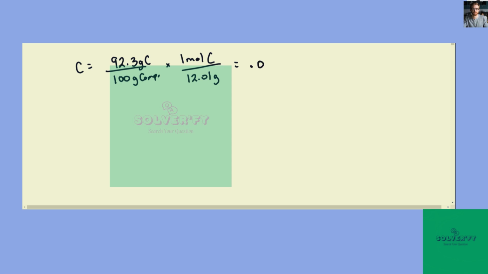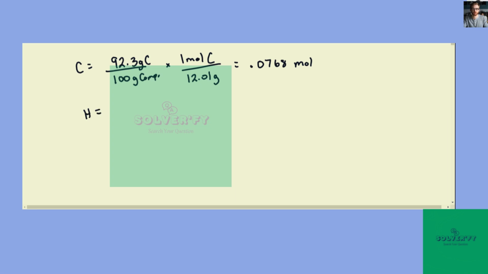This gives me 0.0768 moles. Now, every time we're doing an empirical formula problem, we have to convert each element into moles so that we can find a mole ratio. Once you have them all in moles, you find the smallest one and divide your number of moles by that smallest value to get the ratio. So that's carbon.